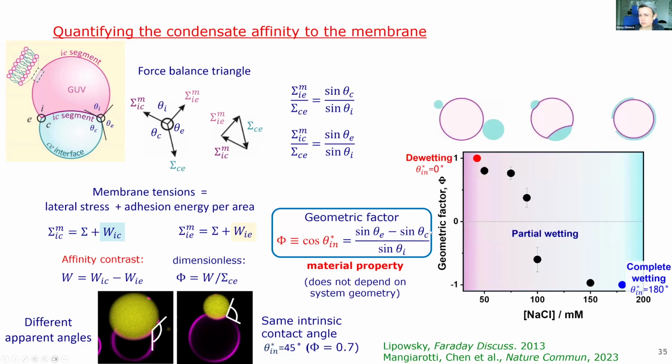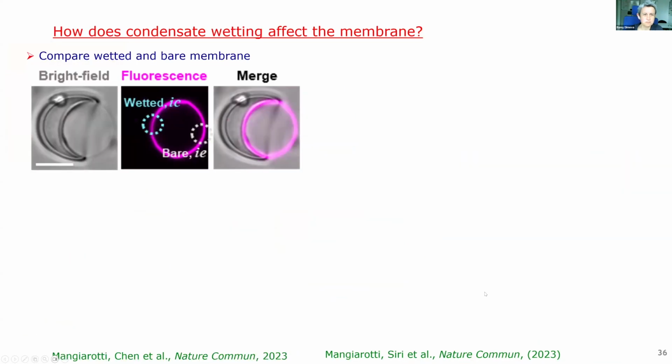And here's how the data for the vesicles that I showed on the previous slide look. We have a dewetting to complete wetting transition by just looking at this geometric factor. Now, in the next few slides, I wanted to tell you what condensates do to the membranes when they stick to them.